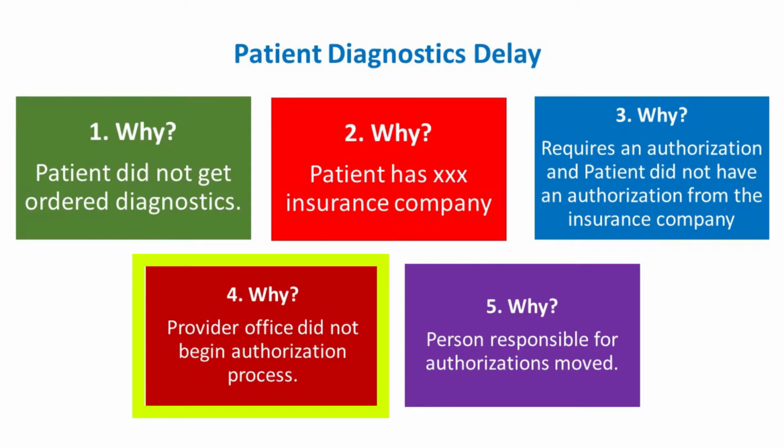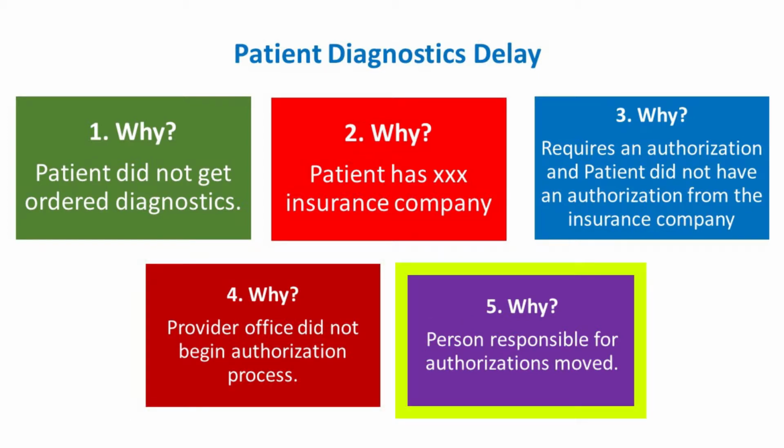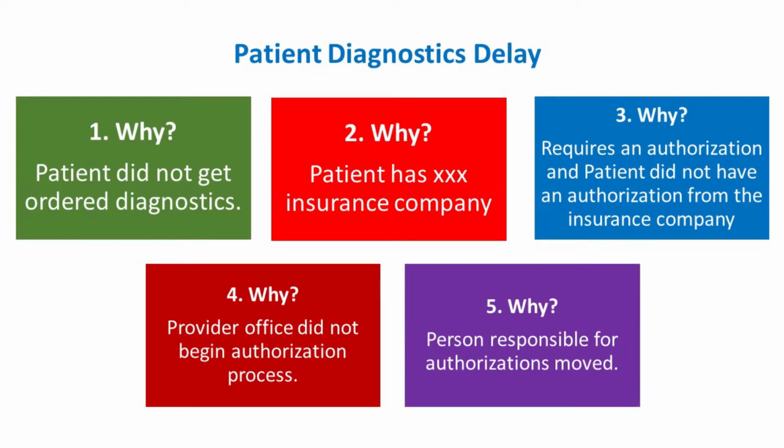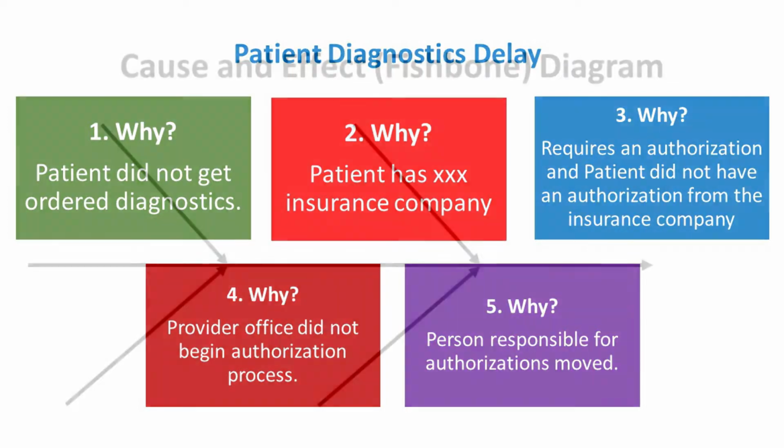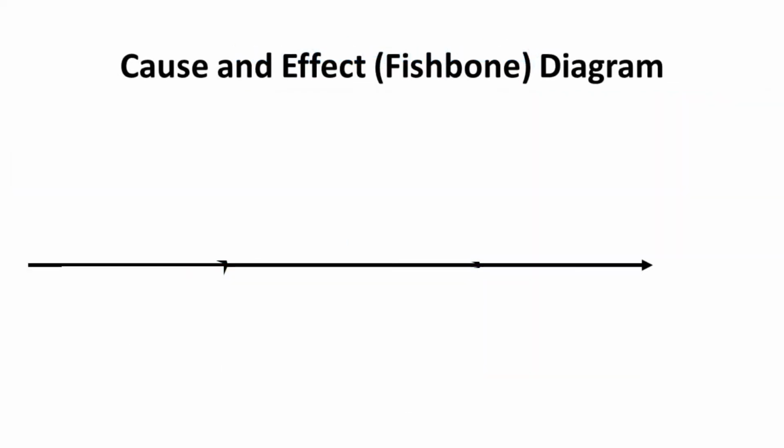The answer, and the final why, gets to the effect of the opportunity, which is this particular provider office had one person doing this function and that person was no longer employed in the office. Solution, train another person to do the function and then cross-train several staff members to be able to complete this process. The exercise begins with a simple drawing.